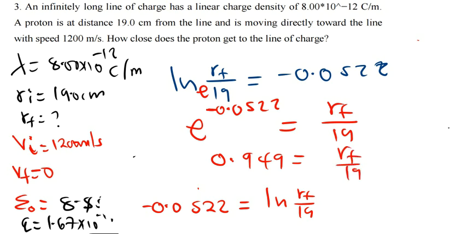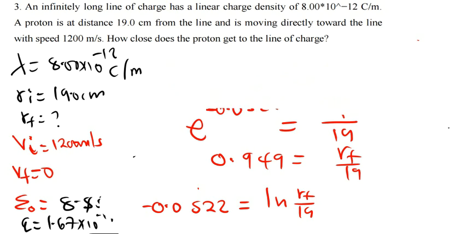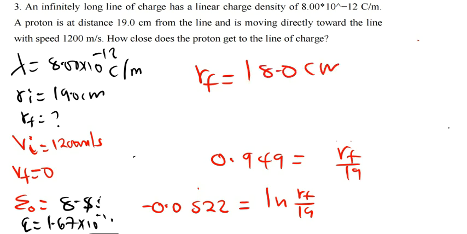Then at this point we can cross multiply. We'll find that R final will be equal to this times 19, it should be 18.0 centimeters. So that's how close it's going to be. So in this case we're finding the RF.